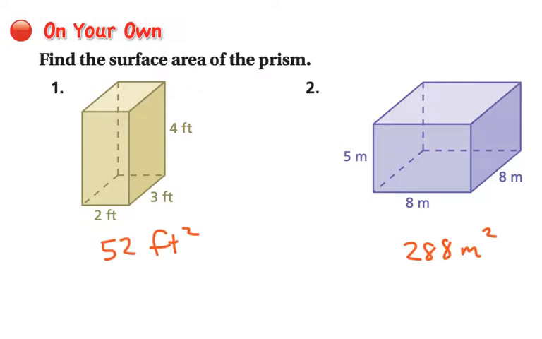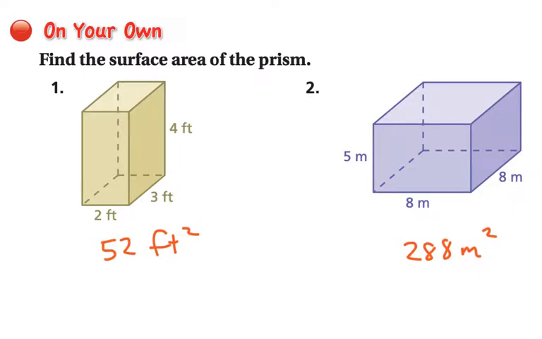Okay, so for number one, you should have ended up with a total surface area of 52 square feet. And for number two, you would have ended up with a total surface area of 288 meters squared. If you had any difficulty or some confusion that you can't identify on your own, please let me know as you work on your assignments or before then, and I'll be happy to help you out.